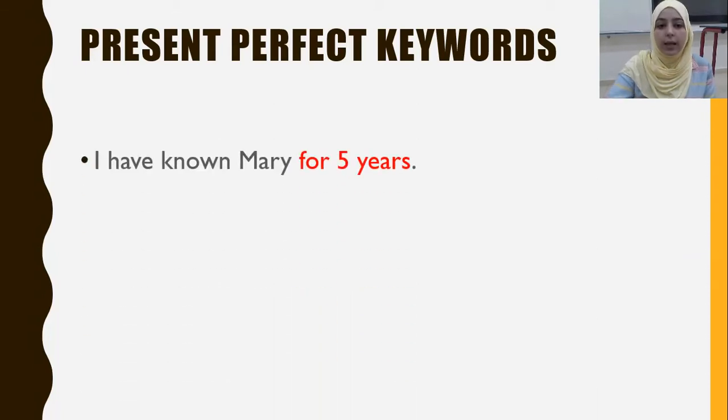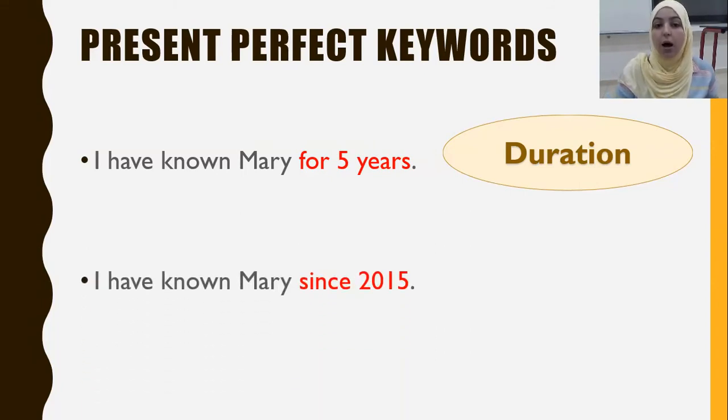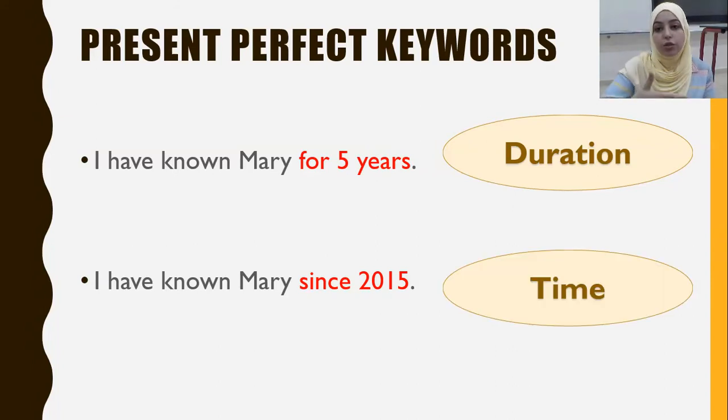Right. Let's differentiate now between for and since. I can say, I have known Mary for 5 years. Now, for 5 years shows me the duration of time in which you have known Mary. So it clarifies the duration for me, for 5 years. I didn't give you a time or a date. So it is for 5 years duration. But I can say, I have known Mary since 2015. This is where I'm giving you a set time. I'm giving you a date, a specific point. So this is the difference between for and since. Again, for is used for duration, since is used for a specific time.